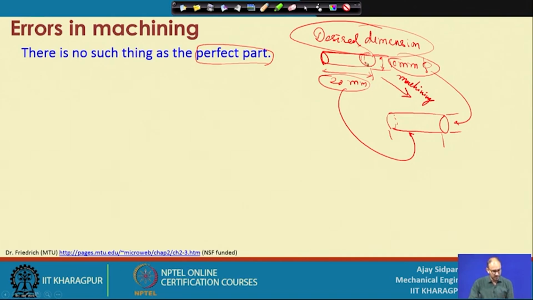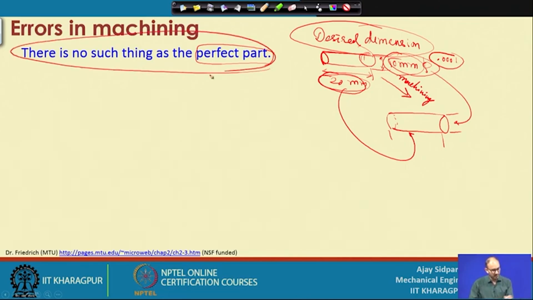That means you can easily make a drawing with perfect dimensions, but when you actually do machining, there are a lot of issues which play an important role, and because of that you will not get exactly 10 millimeter diameter and 20 millimeter length. It may deviate by 0.001 or something, but still there will be some deviation in the dimension. So, we will mostly not get the perfect part; there will always be some difference between what you design and what you get.